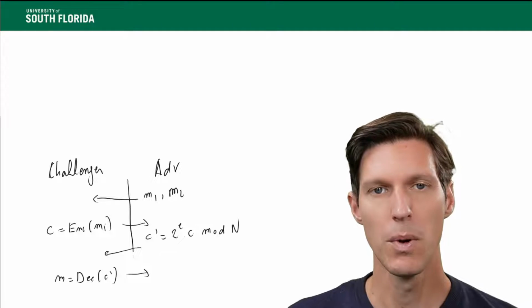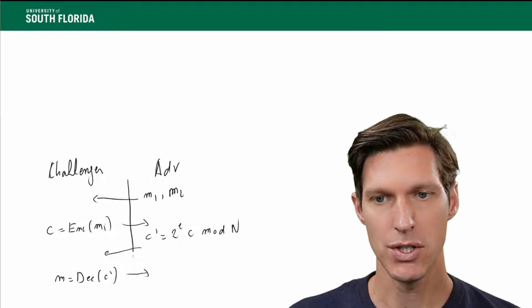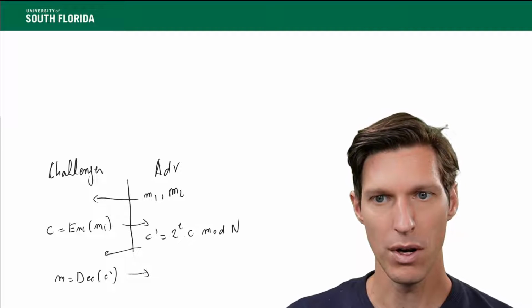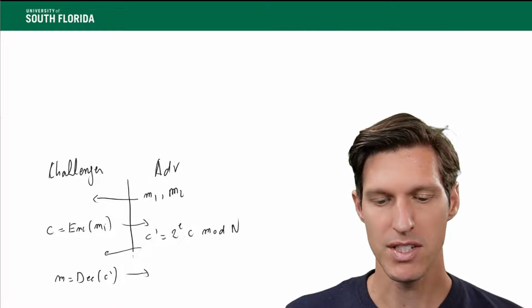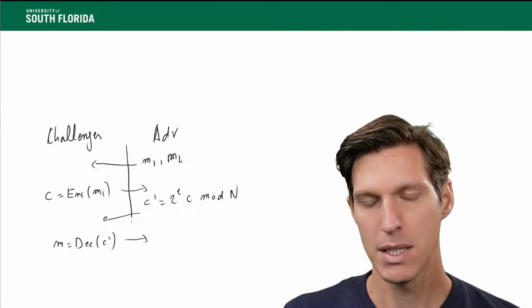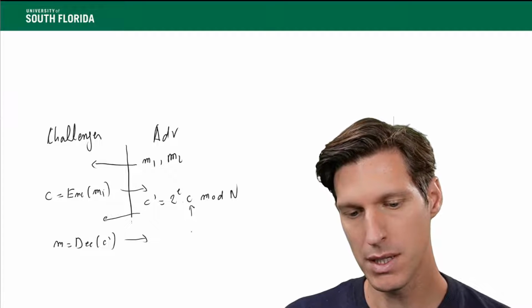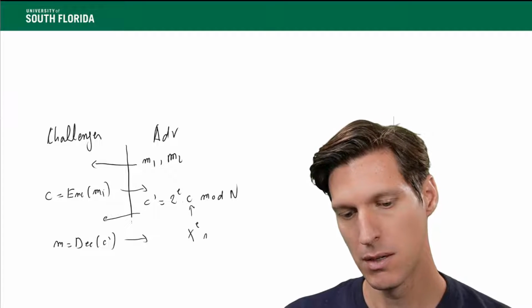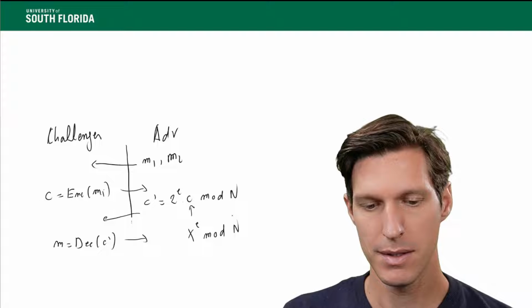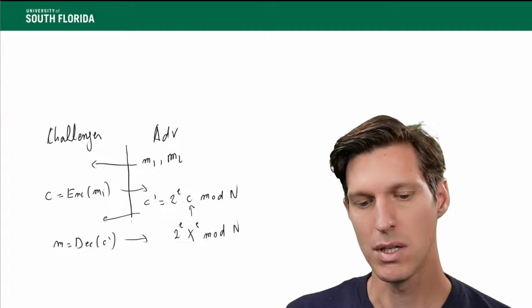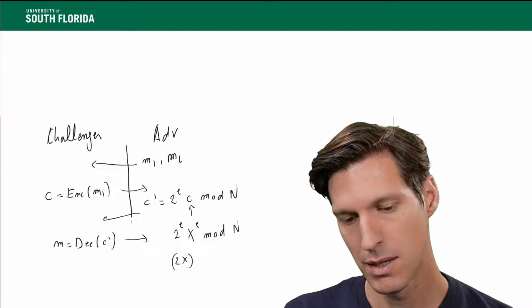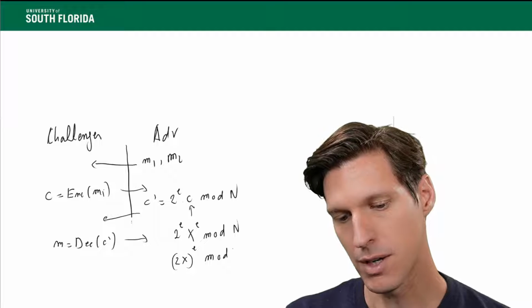Okay, so before we get to the actual calculations, I'll have to look into what is really the goal of the adversary in multiplying the ciphertext by 2 to the E. So why would we do that? Well, remember that C really is X to the E mod N. So if C is X to the E mod N, then 2 to the E times C is 2 to the E times X to the E mod N, which really is 2X to the E mod N.